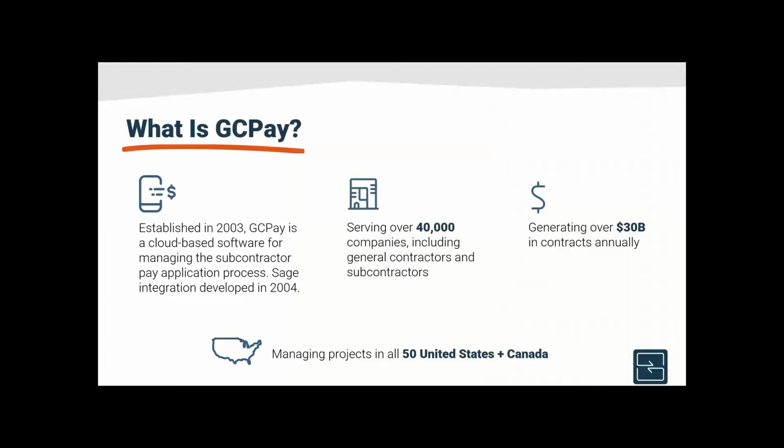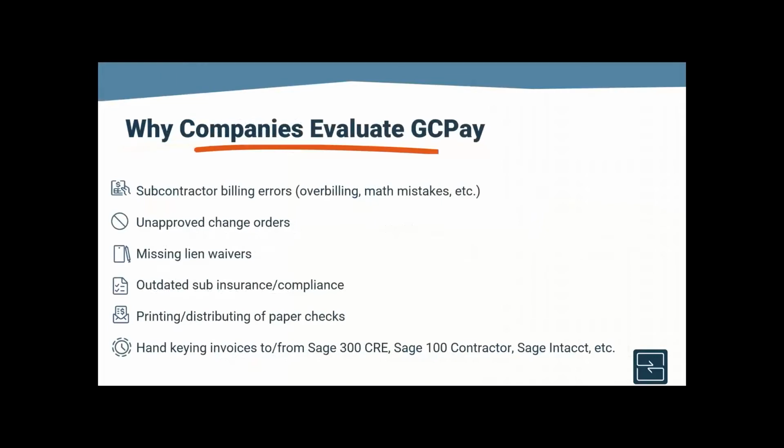But then quickly, one general contractor talked to another, and it spread like wildfire, with everyone saying, yeah, we would also like to better automate and streamline our pay app process. So fast forward 17 years later, they now have over 45,000 companies on the platform. Last year, they did a little under 30 billion in contracts and are currently managing projects in all 50 states and Canada. So why do companies choose GCPay?